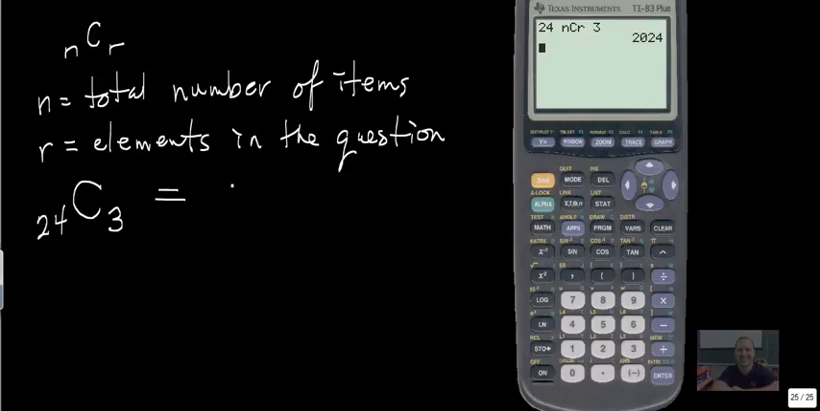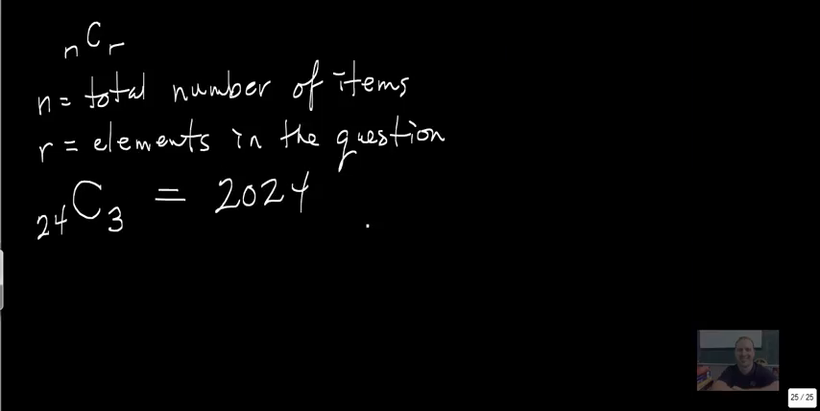Did anybody get that? No? You got something different? Do you have a scientific calculator there? It's on there. Okay, so 2024, that's how many different combinations.